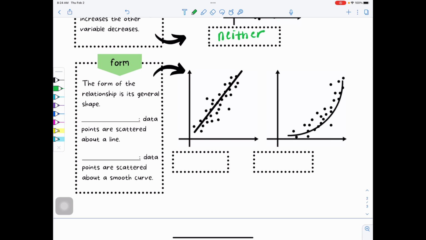Now we're going to move on to form. The form of the relationship is its general shape. We have two options here. The first one is linear form. Linear has the word line in it, so it's referring to something that looks closest to a line. So linear form is data points that are scattered about a line. If you look at our pictures, you can see the one on the left would be considered linear form. They take the general shape of a straight line. If you're not a linear form, you are nonlinear form.